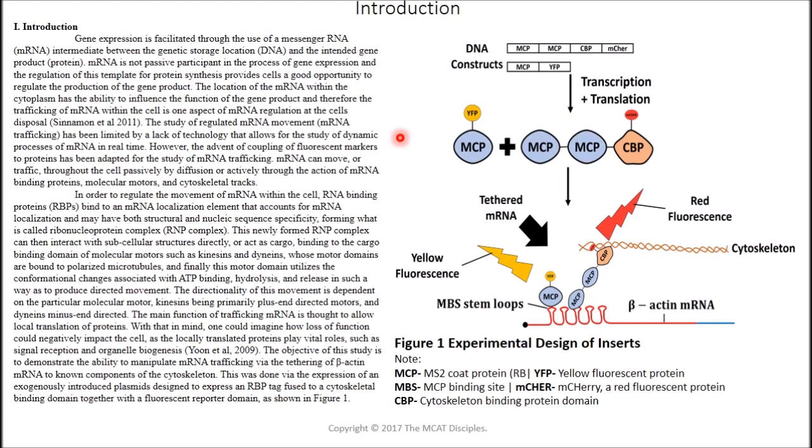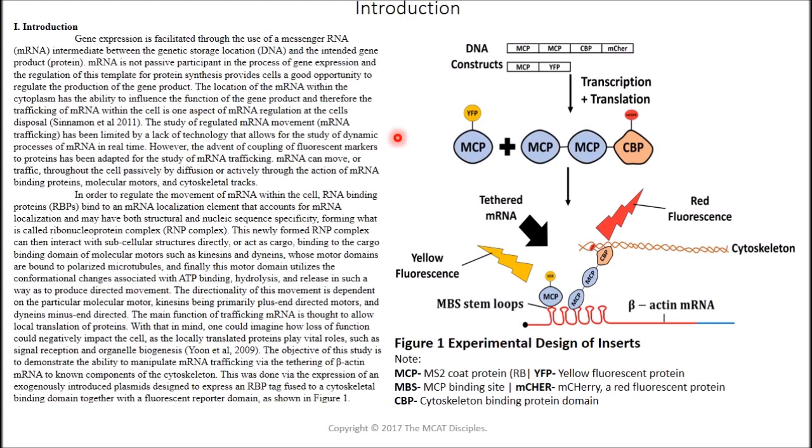And finally, this motor domain utilizes the conformational changes associated with ATP binding, hydrolysis, and release in such a way as to produce directed movement. That's mRNA trafficking. The directionality of this movement is dependent on the particular molecular motor, kinesins being primarily plus-end directed motors, and dyneins minus-end directed.